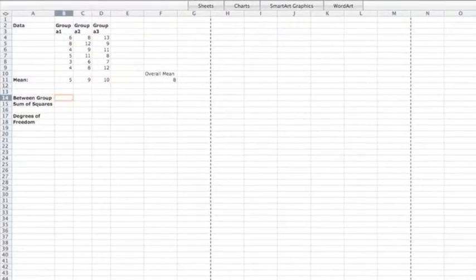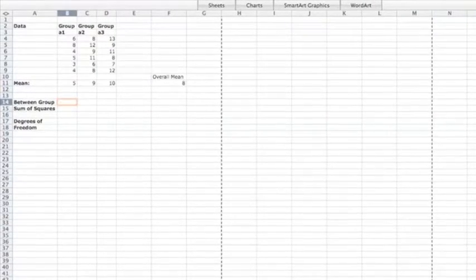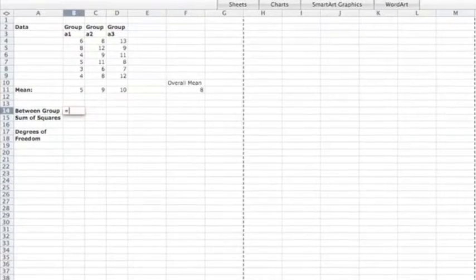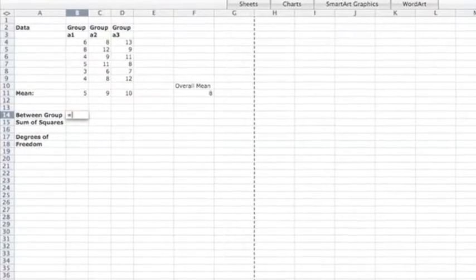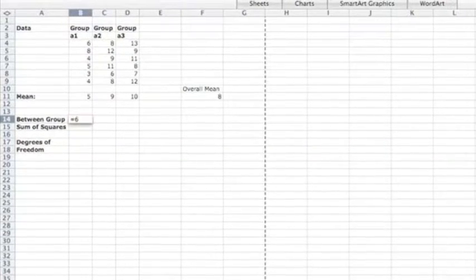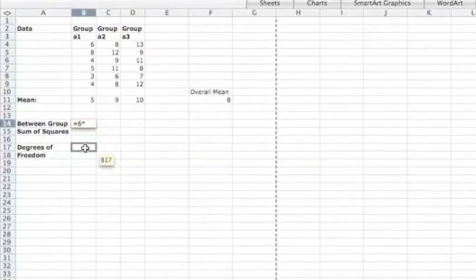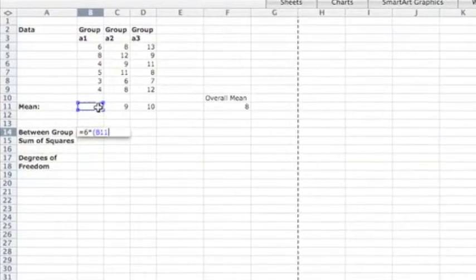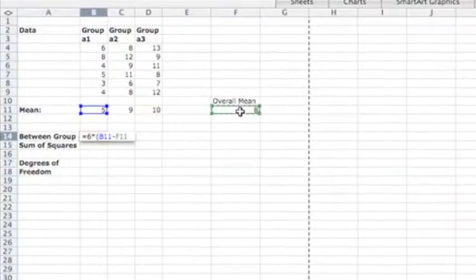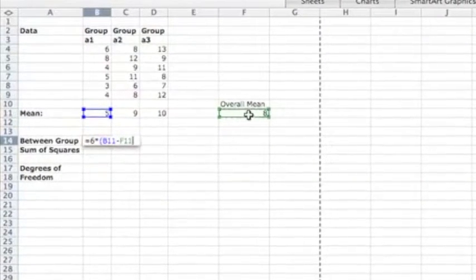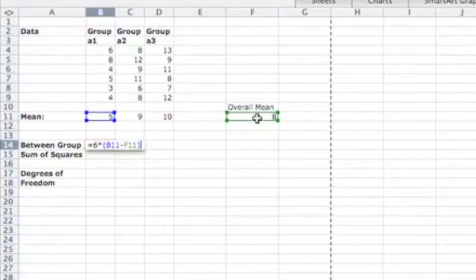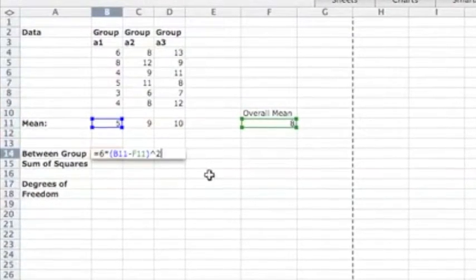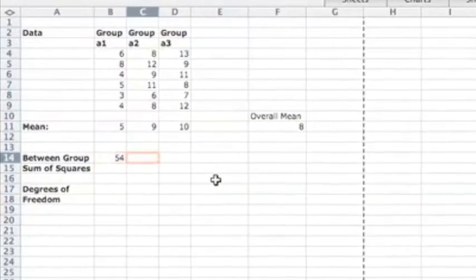Okay, we're going to calculate the between group sum of squares. I'll do that by showing you the formula that we just used. Sum of squares is going to be equal to the number of data points, which is 6, multiplied by the group's mean minus the overall mean, and you can get those by just clicking on those cells. We'll do shift 6 and 2. That allows me to square this, and we get 54.